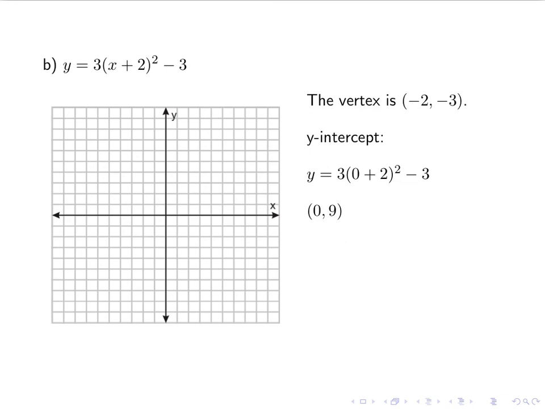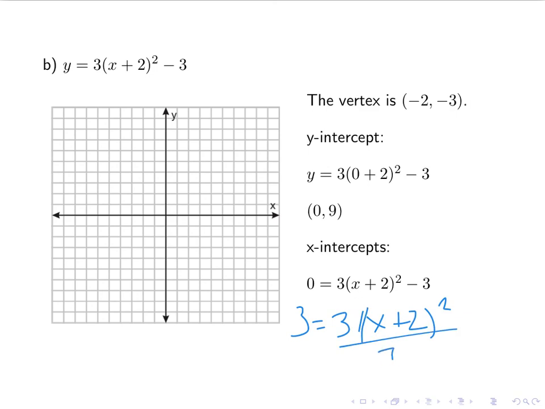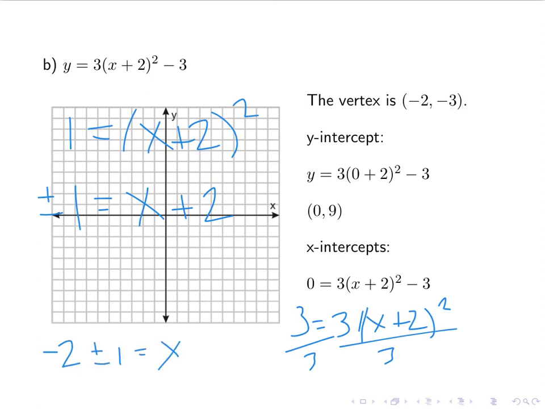The x-intercepts. Again, I set my y equal to 0. I'm going to add 3 to both sides. I'm going to divide both sides by 3 to get 1 equals (x plus 2) squared. Again, when I square root it, I have to remember that negative numbers do in fact exist. So x plus 2 is either 1 or negative 1. And then subtract 2 from both sides. And I end up with x is negative 2 plus or minus 1.